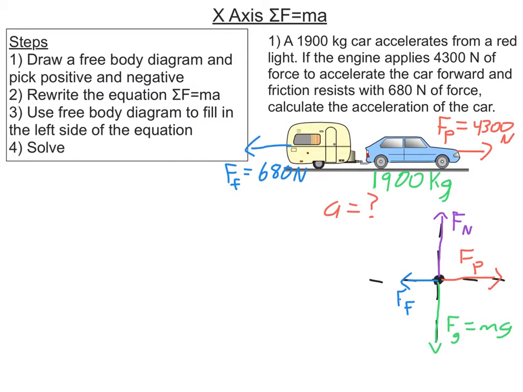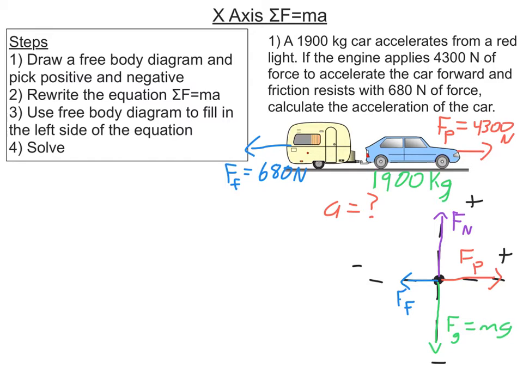Now my next step is to write down positive and negative, and it honestly doesn't matter which way you choose as long as you're consistent with yourself. I'm going to call right positive and left negative, and the only way I could get that wrong is if I called both ways positive or both ways negative. I'm going to call up positive and down negative. Once again, the only way I could get that wrong is if I called both the same sign.